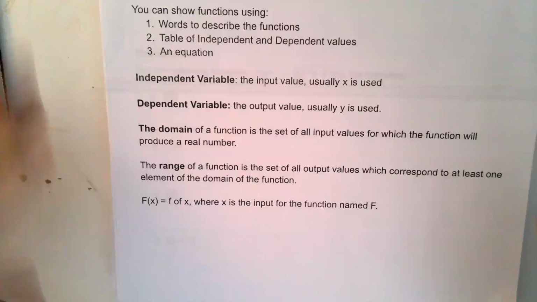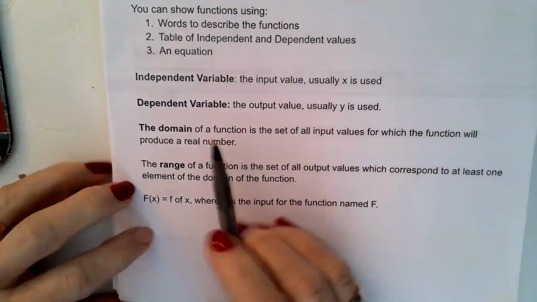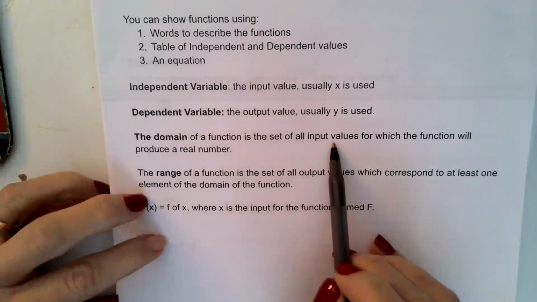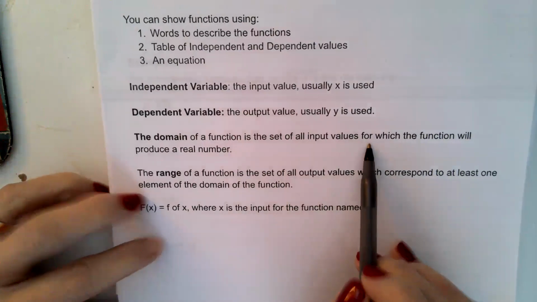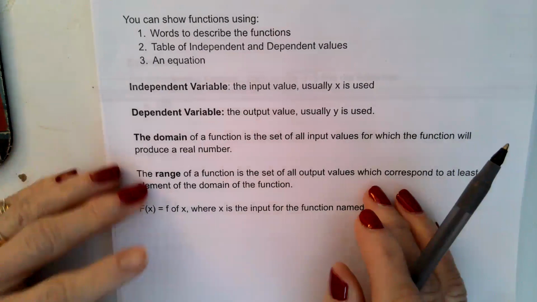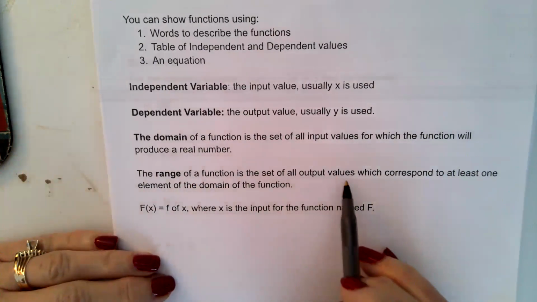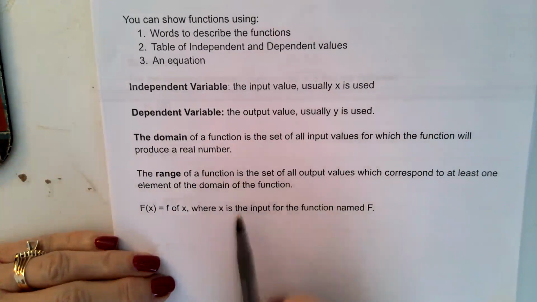Another important thing of functions is the domain and range. The domain is the allowed inputs that can go into the function or the machine. I kind of think of functions as like machines. The range is going to be the set of all outputs that come out of those machines.